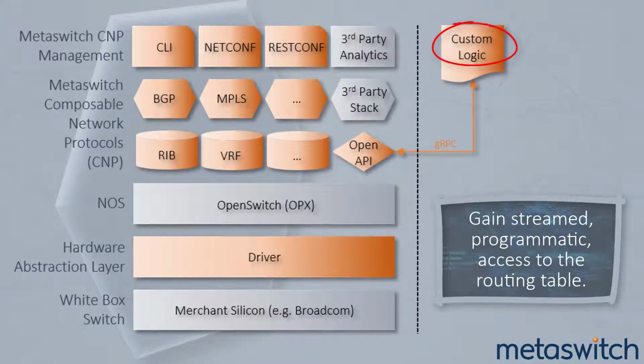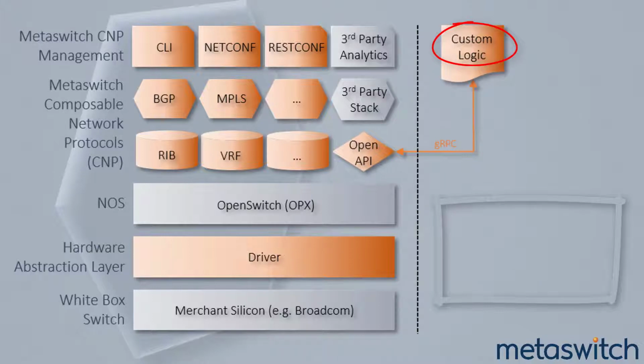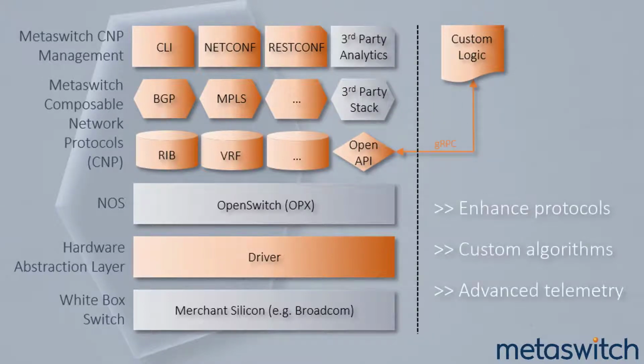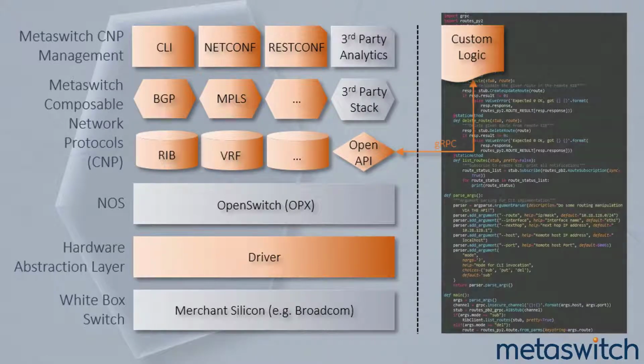Not only does this enable customized routing logic, this highly abstracted gRPC-based API is also the foundation by which third-party protocols can be easily added. There are many use cases here, from rerouting elephant flows to avoid ECMP load balancing problems to real-time network analysis through advanced telemetry. This is the simple code for a Python script acting as the gRPC client.